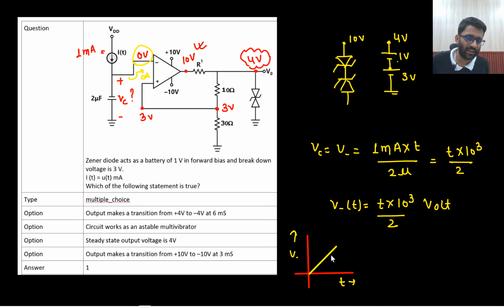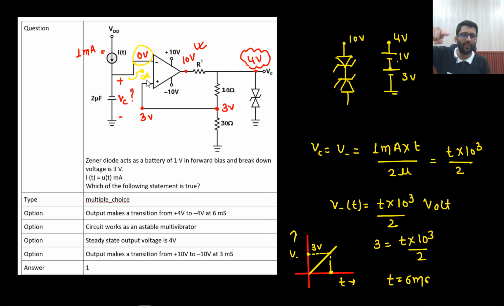At the time when it reaches 3 volt, what is that time? That would be 6 millisecond. I need to find the time when it reaches 3 volts, so T would be 6 millisecond.